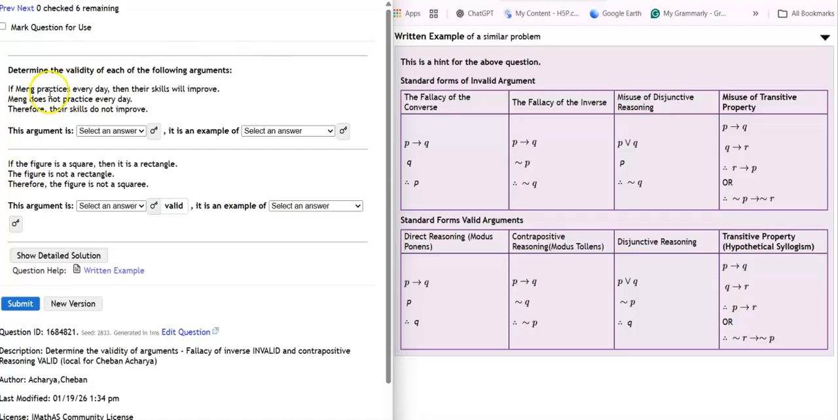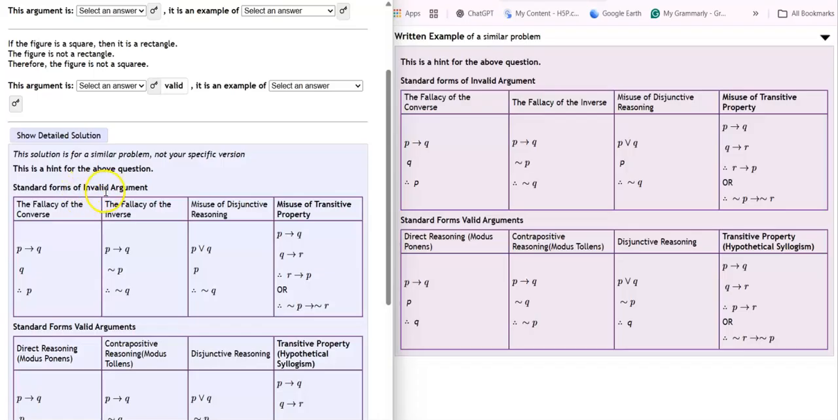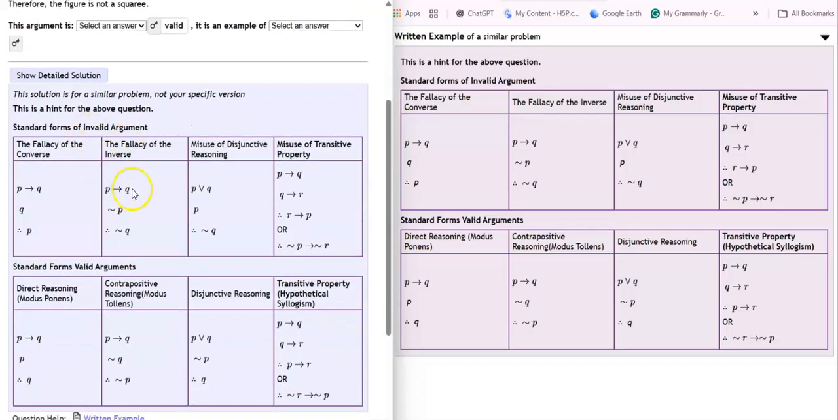In this video, I will show you how to determine the validity of an argument, using the standard forms of valid or invalid arguments. You have to read the argument carefully and see which one on the list it matches. You can always see the written example, or the detailed solution, to find the standard form of the valid or invalid argument.